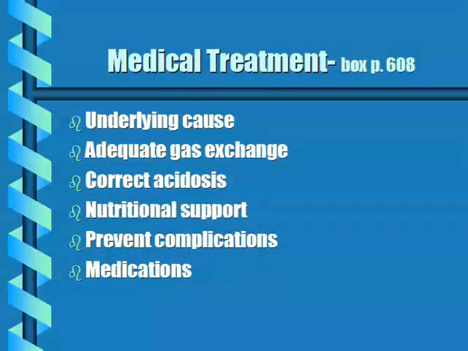Medical treatment, and it's in a box on page 608. You need to treat the underlying cause, always. And then to promote adequate gas exchange, you want to place them on PEEP, positive end expiratory pressure, or CPAP, continuous positive airway pressure. You want to keep that SaO2 greater than 90%. If their pH is less than 7.25, you want to place them on assist control ventilation to control that. You want to correct the acidosis if the pH is less than 7.1. You will give bicarb.